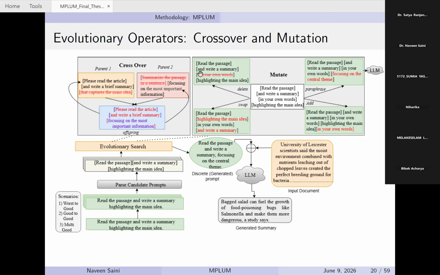Read the passage and write a summary highlighting the main idea. So this phrase is deleted. For every chunk, a random probability is generated, and the chunk which has the highest probability is deleted. Note that it may be possible that whatever we are deleting, that prompt may not be good.